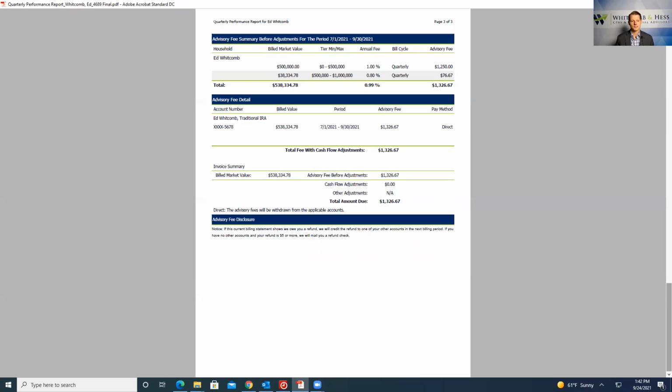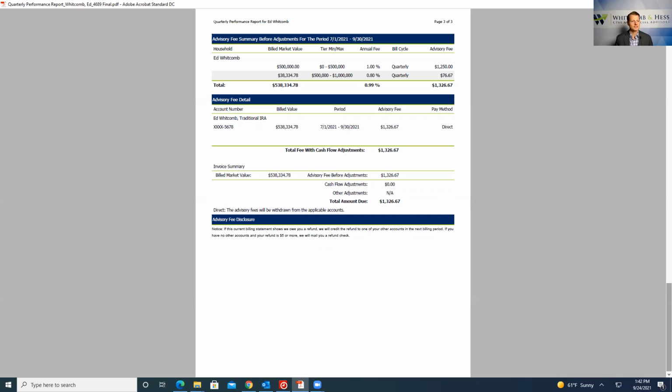Our fee structure is tiered, which means we have certain breakpoints where we give clients reductions in fees. So the first $500,000, Ed is being charged 1% annually. And on the amount over that, he gets a reduction to 0.8% annually. There are additional breakpoints at higher values as well. So you'll see the applicable fee schedule for your accounts listed here.